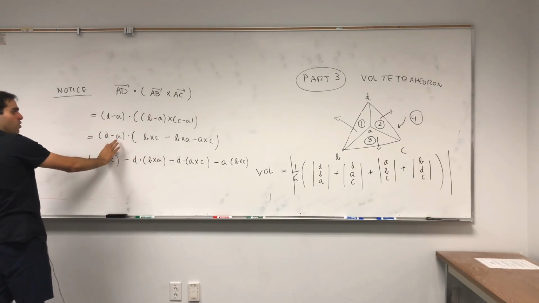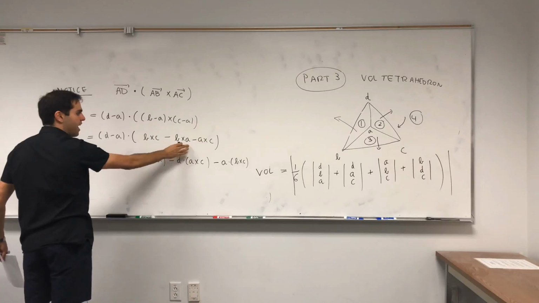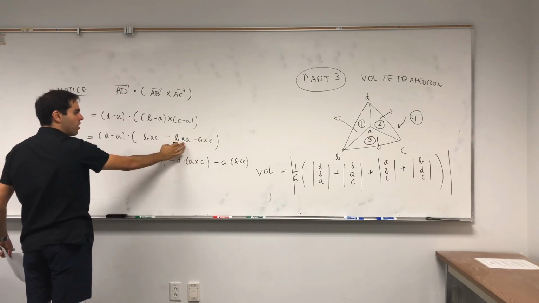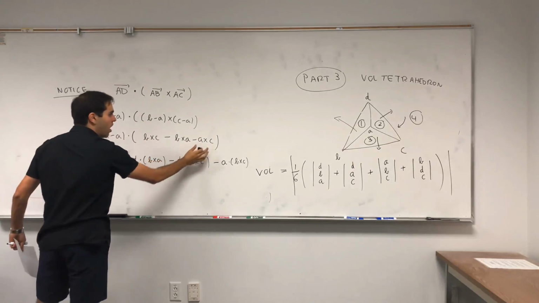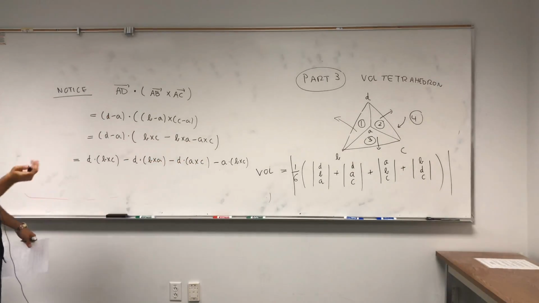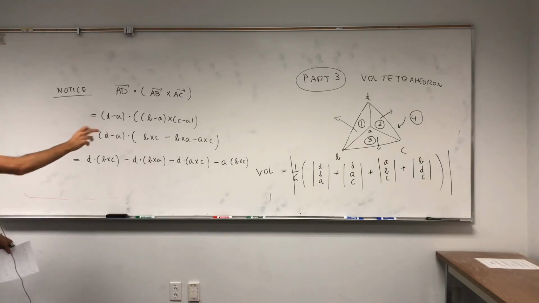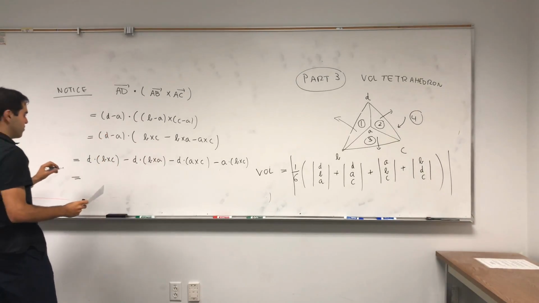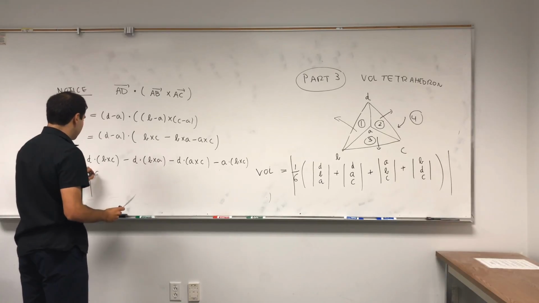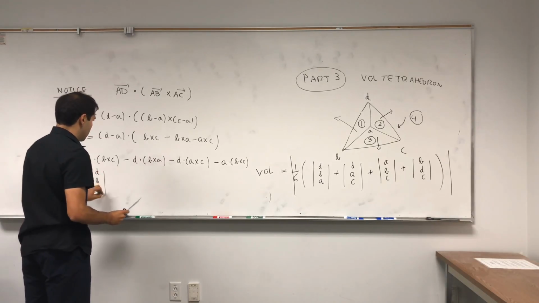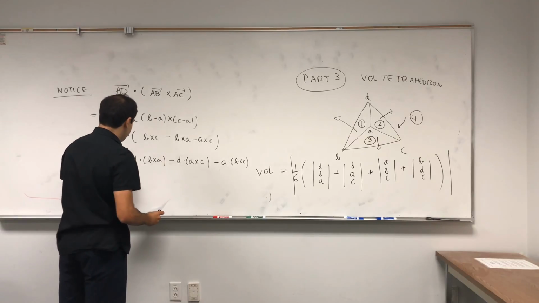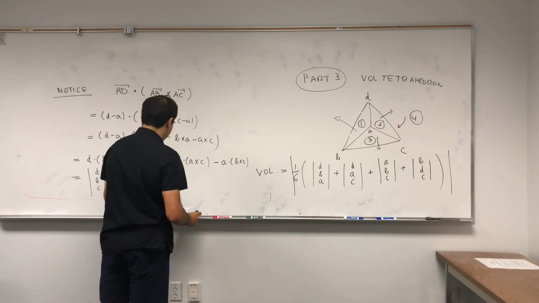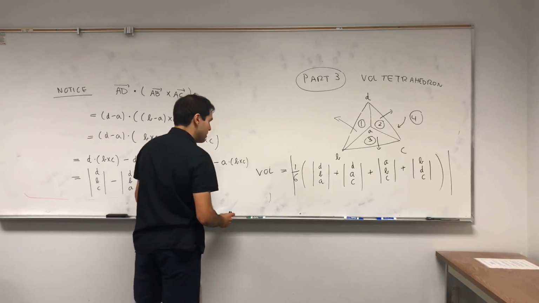And the other one, A dotted with B cross A, well, A is perpendicular to B cross A, so the dot product is 0. And A dotted with A cross C is 0, because A is perpendicular to A cross C. And lastly, let's write that down in terms of determinants. So that's DBC minus DBA minus DAC minus ABC.